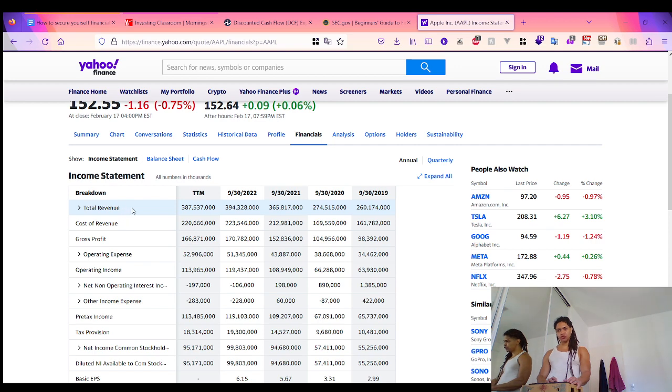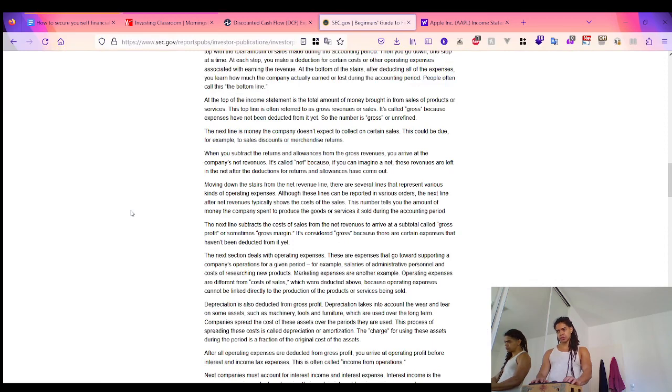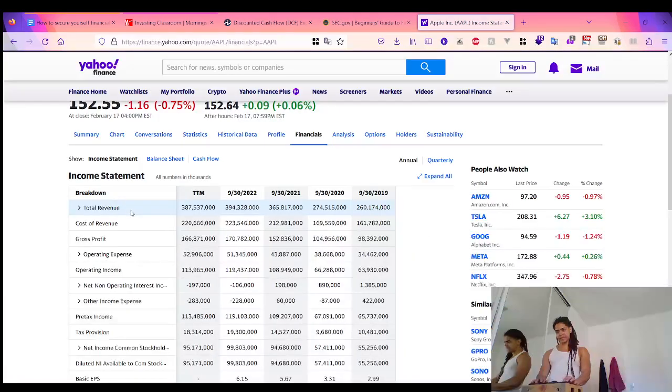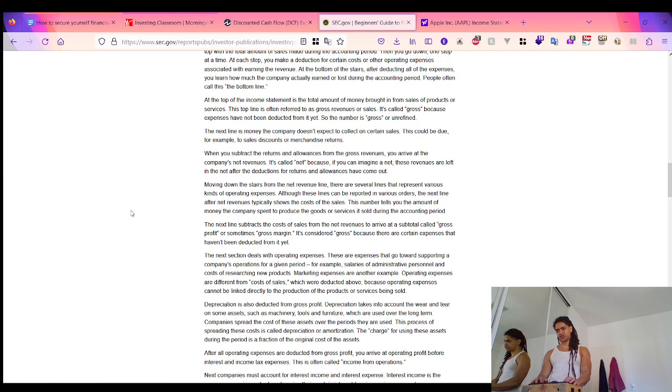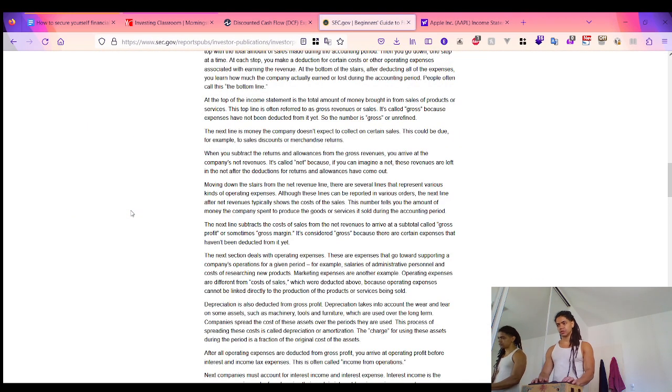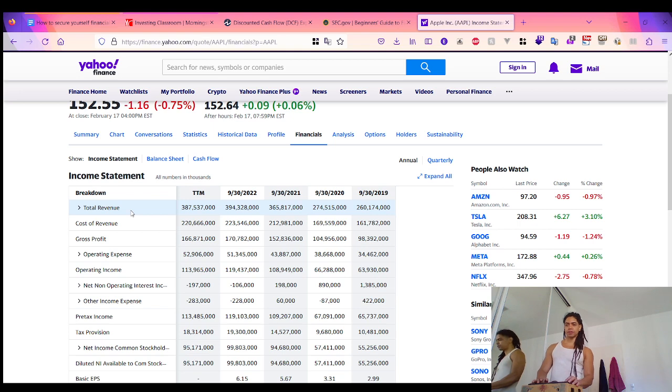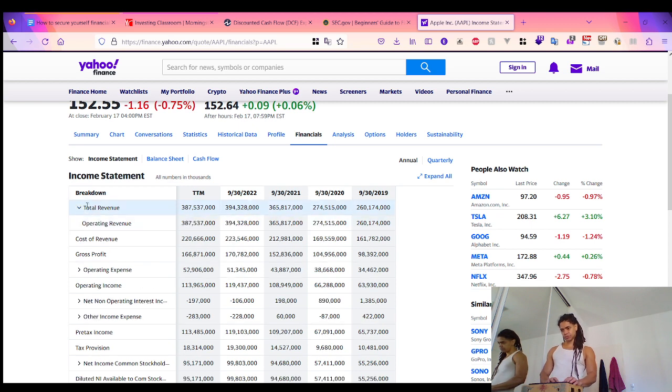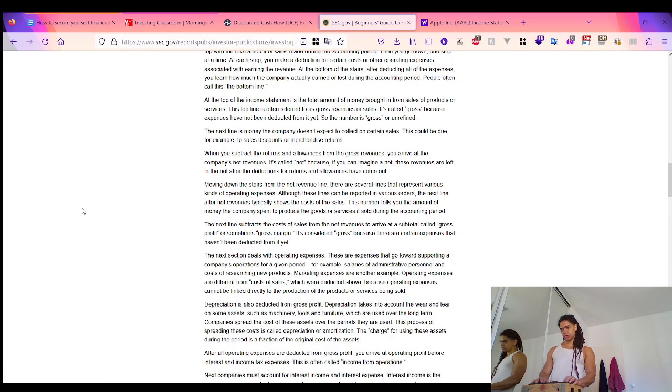It is called gross revenue or sales because expenses have not been deducted from it. So the number is gross or unrefined, and then below the total operating revenue you have the next line.